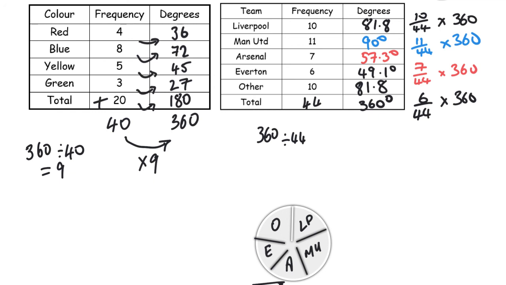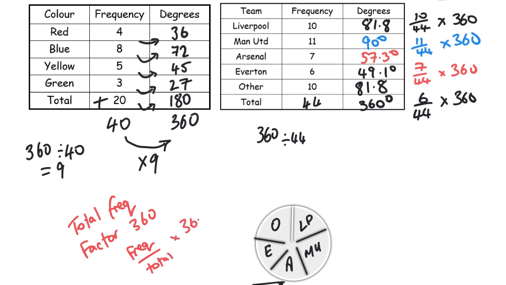But in summary then, what we need to do to work out the angles is we work out the total frequency, and then we see whether that is a factor of 360 degrees, and if it is, then we know how to multiply the frequencies to get the angle. If not, then we put the individual frequency over the total, and then multiply that by 360 degrees.